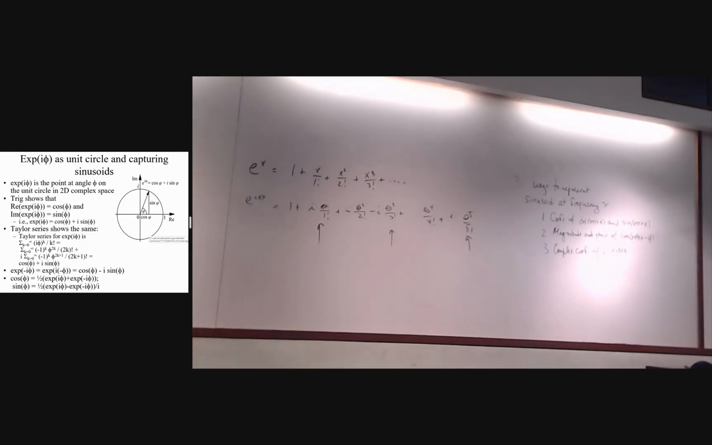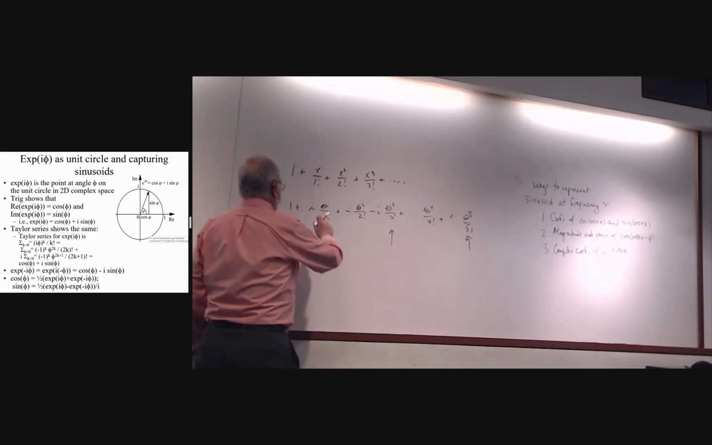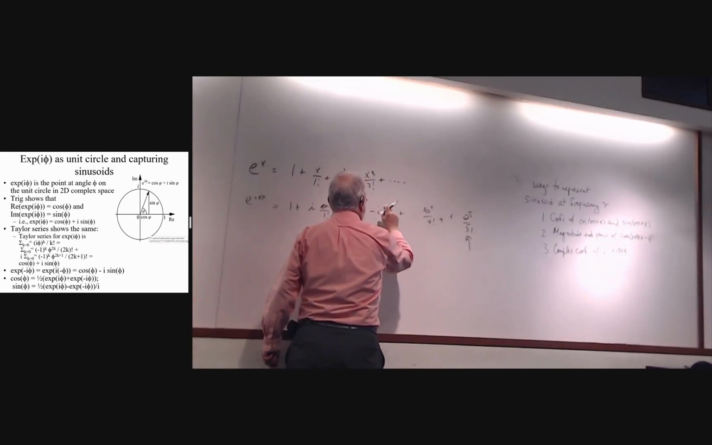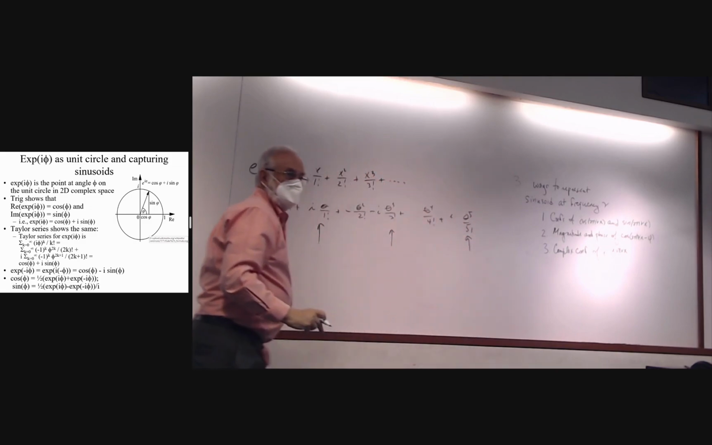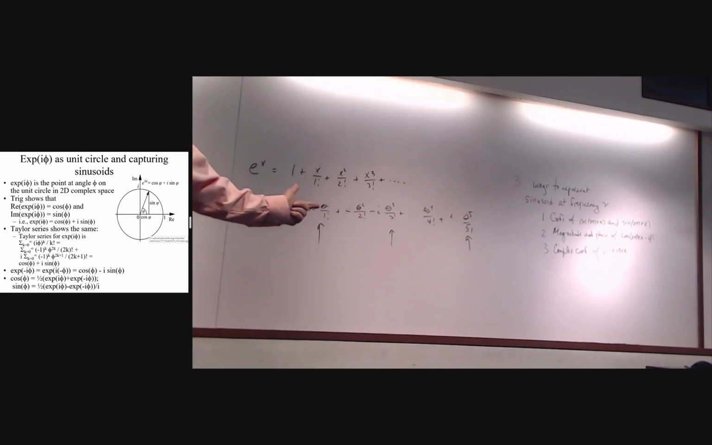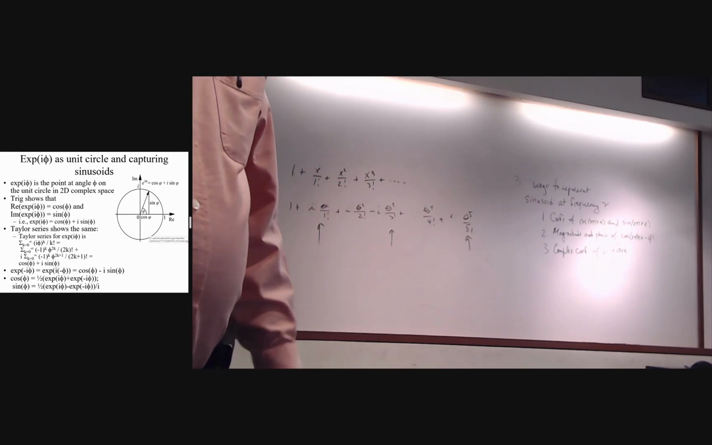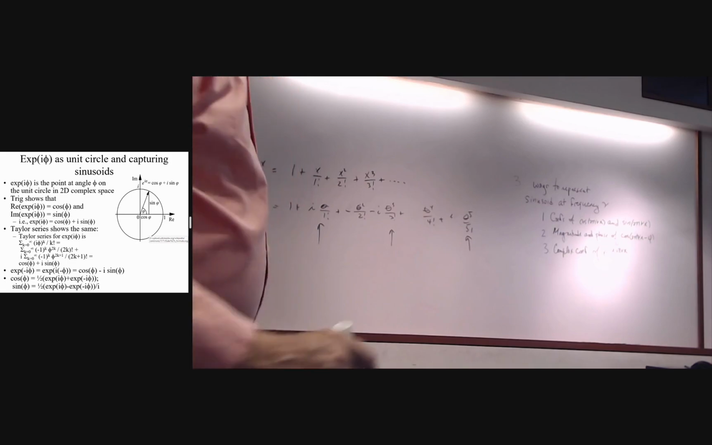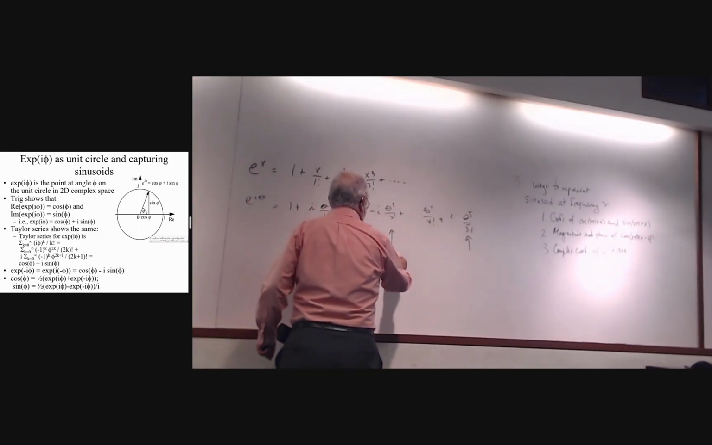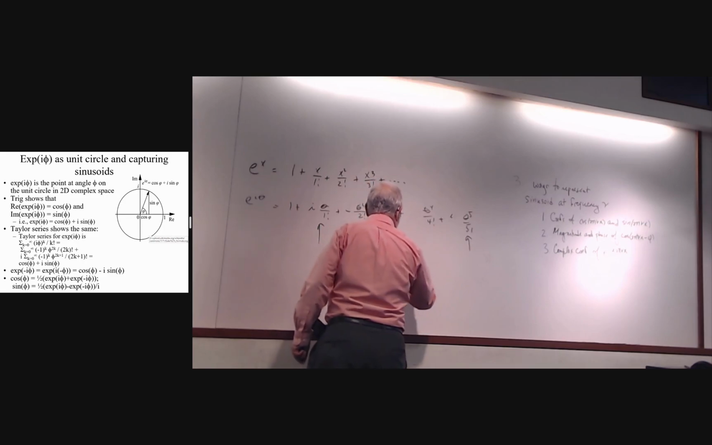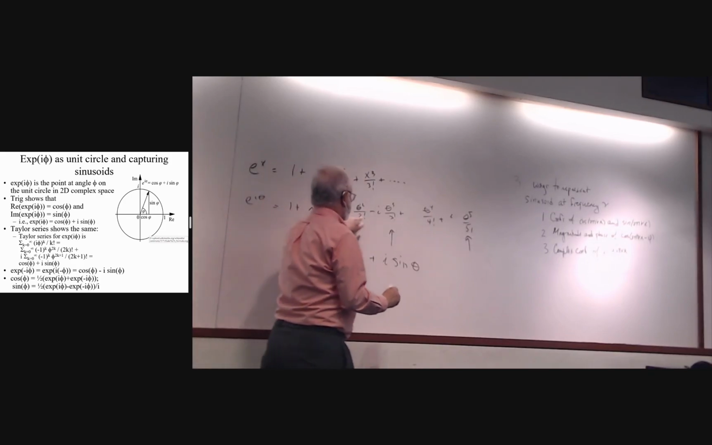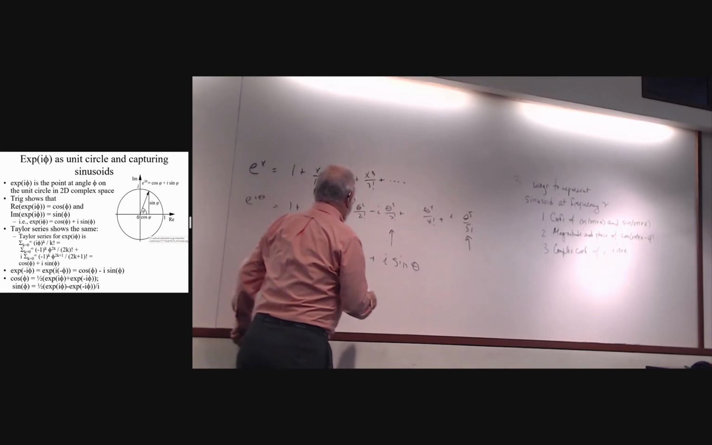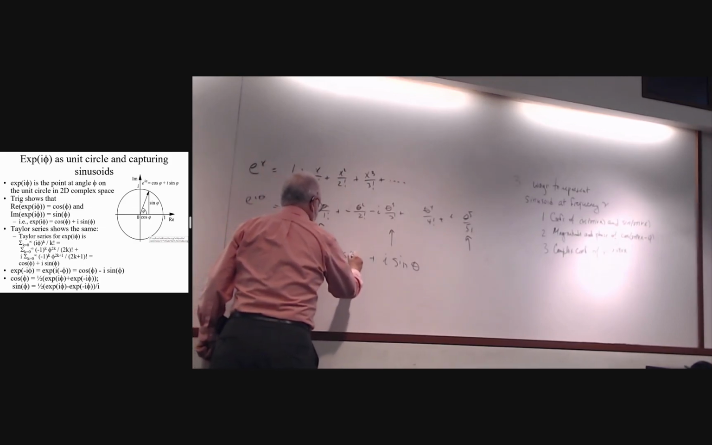an imaginary series, which has theta over 1 factorial, minus theta cubed over 3 factorial, plus theta to the 5th over 5 factorial. That is the Taylor series for the sine function. So the imaginary part is just sine theta. And the non-imaginary part, 1 minus theta squared over 2 factorial plus theta to the 4th over 4 factorial, is just cosine theta.